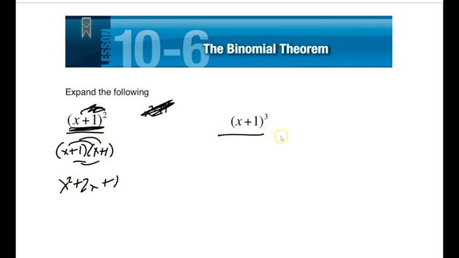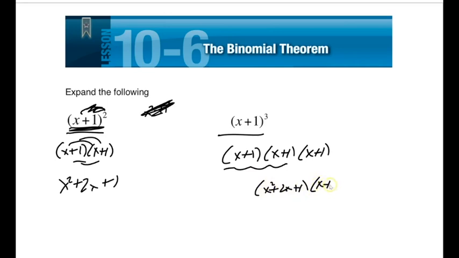Same thing with x plus 1 cubed. It's going to be x plus 1 times x plus 1 times x plus 1. Luckily, we know what that is: x squared plus 2x plus 1 times x plus 1. And then from here, you can distribute also. Notice it's not going to be x cubed plus 1 cubed. It doesn't work that way.